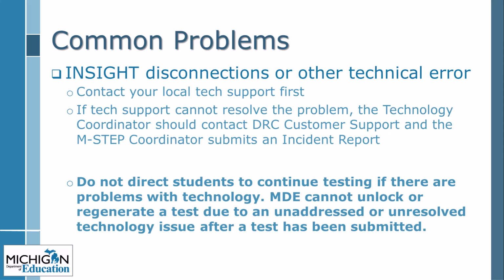So, the first step in any situation of a technical issue while testing online is to contact your local technology coordinator. If the technology coordinator cannot resolve the problem, then they should contact DRC customer support, and if necessary, the district assessment coordinator should submit an incident report if the problem cannot be solved by the technology coordinator or DRC's customer support. Be sure that students are not directed to continue testing while experiencing any technology difficulties during testing.